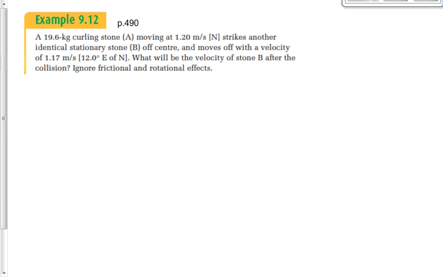I want to do one more example here, and this is closely related to question number 2 that you had for homework that we already looked at. So it's not going to be completely unfamiliar to you right now. This will be the last thing that we do today, give you a couple questions for homework, and then we'll call it a day. A 19.6 kilogram curling stone, which is stone A, or I'm going to call it stone 1, is moving to the north at 1.2 meters per second.